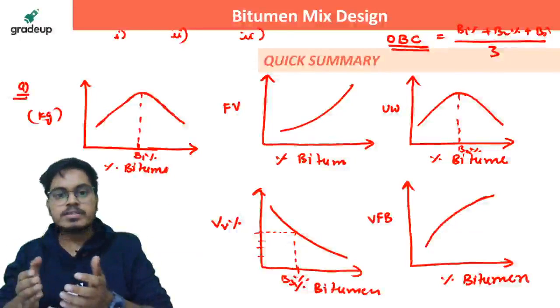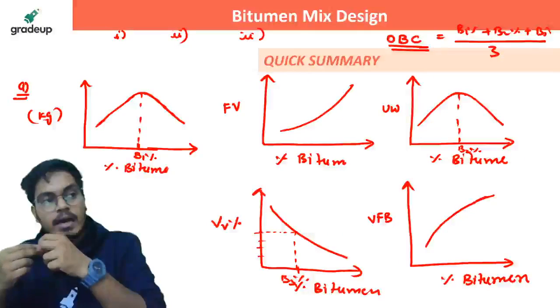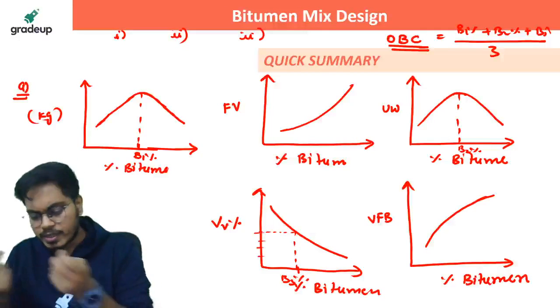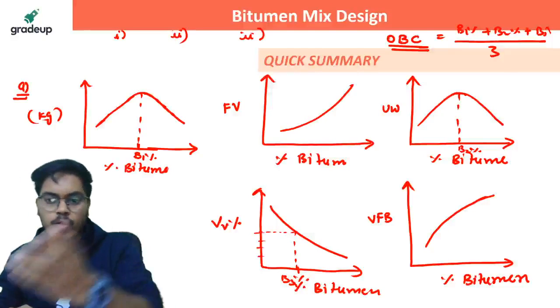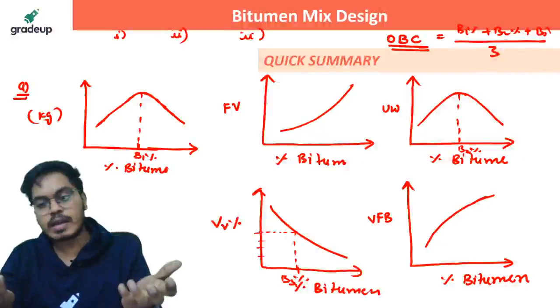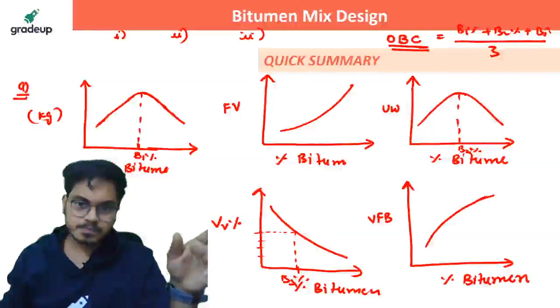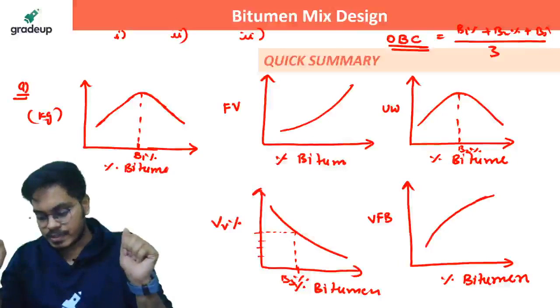Why have we done all these things? Basically, we have done this because I'm getting the bitumen mix design. How much bitumen do I have to add? How do I know that? I can know that with the help of all these graphs. And from where am I getting these graphs? I'm getting these graphs with the help of the Marshall stability test. A quick revision of your complete highway material, you can say.